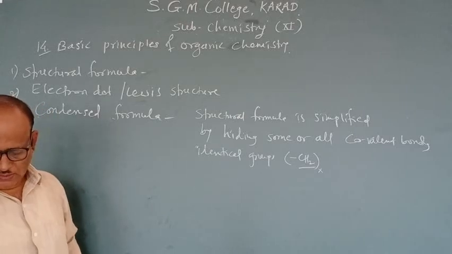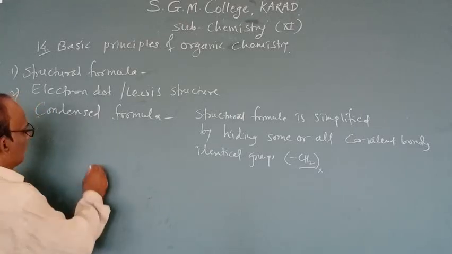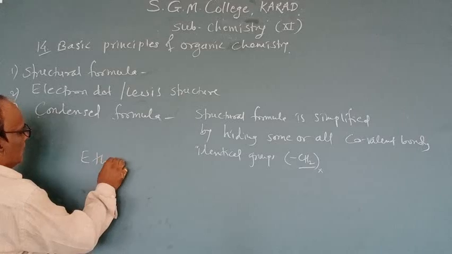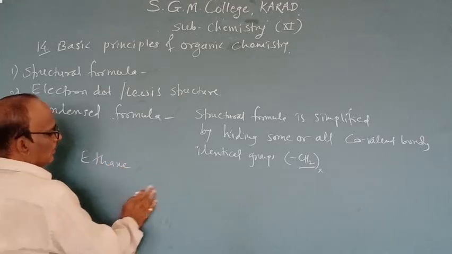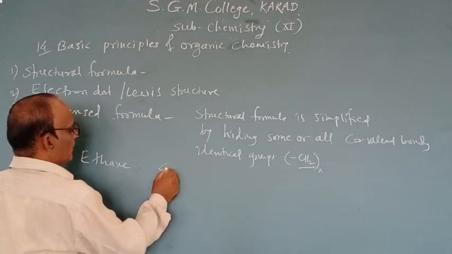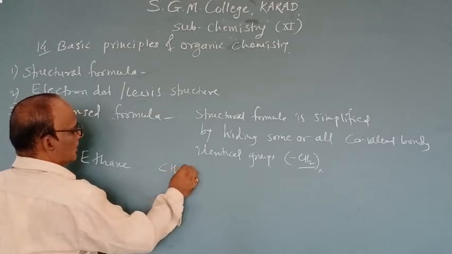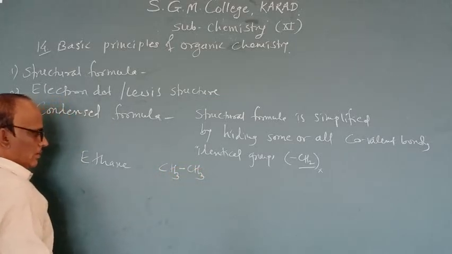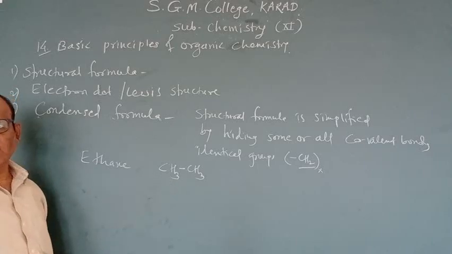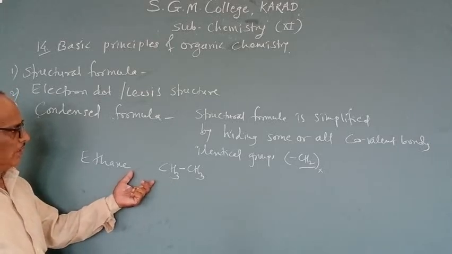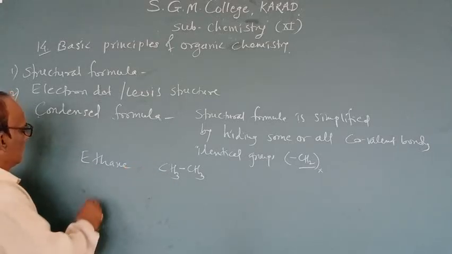Take the first example, ethane. In the case of ethane, the structural formula is also written as CH3 CH3. There are only 2 carbon atoms, so we cannot condense this formula.